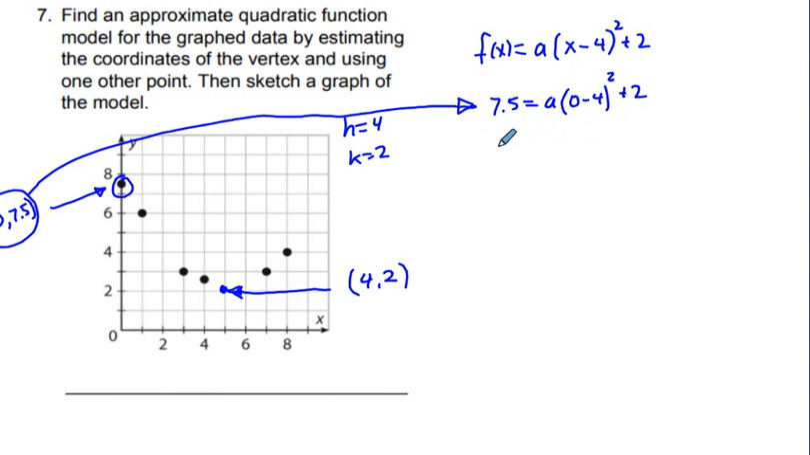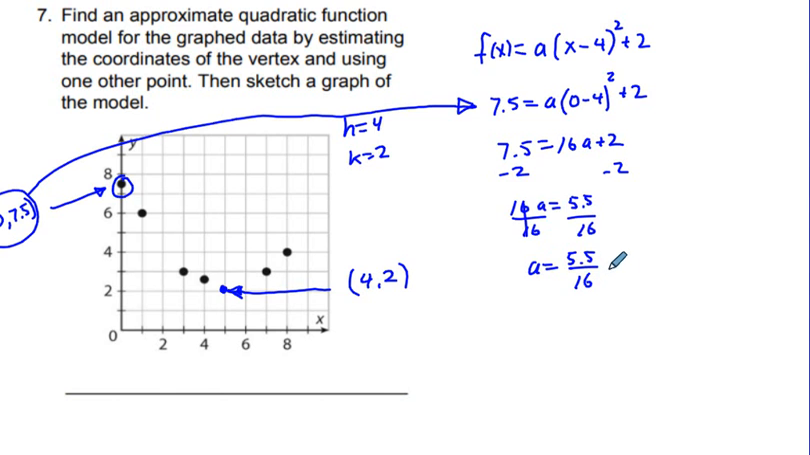And now we have, working below, 7.5 equals negative 4 squared is 16, so we have 16a plus 2. Subtracting 2 from both sides of this equation, we have 16a is equal to 5.5, and dividing by 16, we have a is equal to 5.5 over 16. And you can decimalize that.